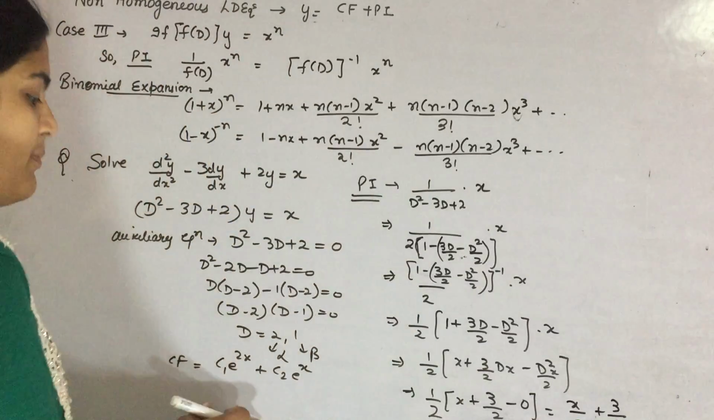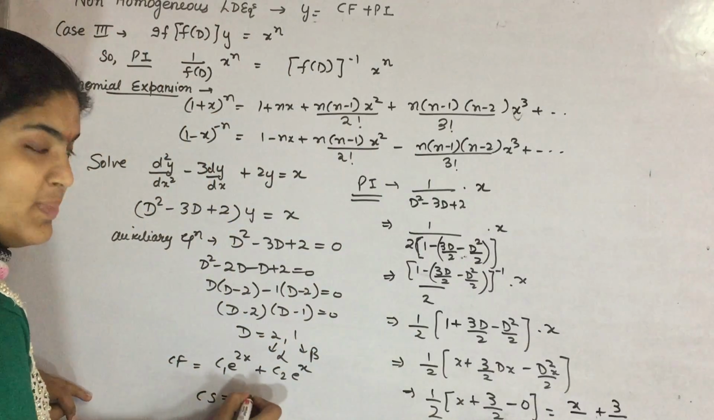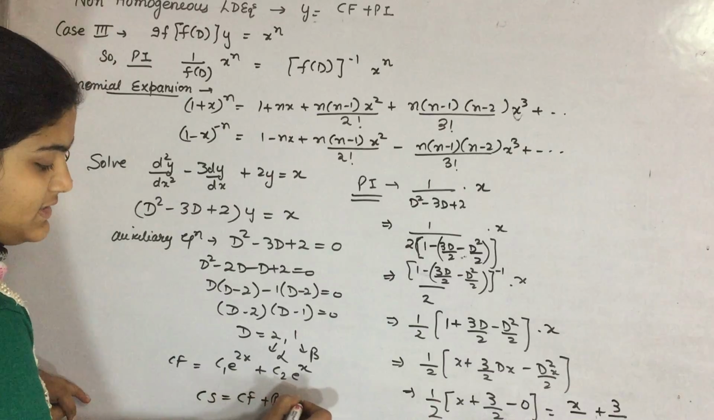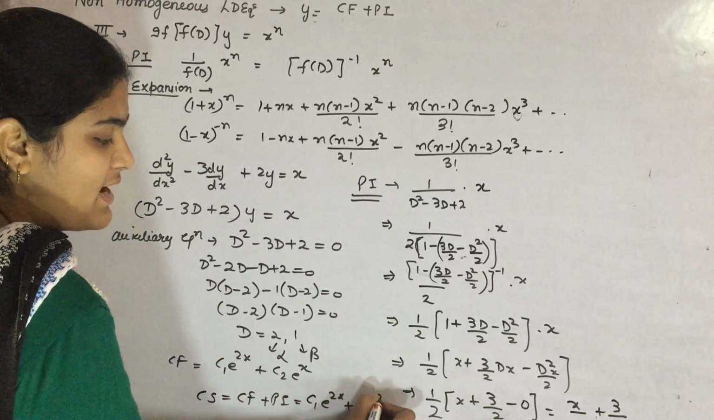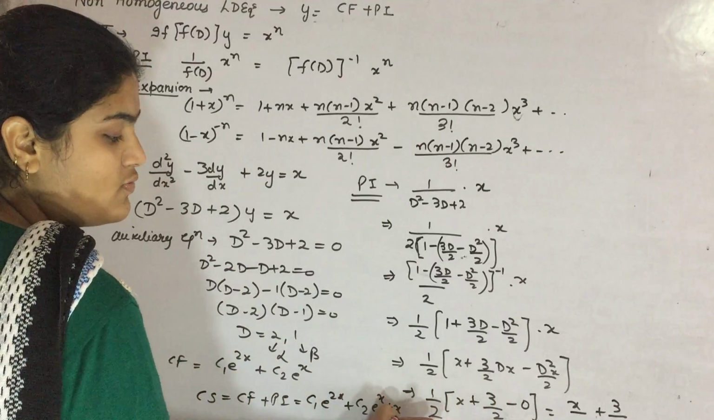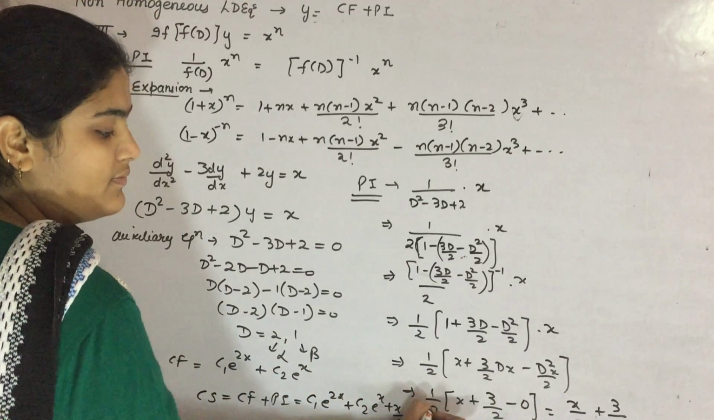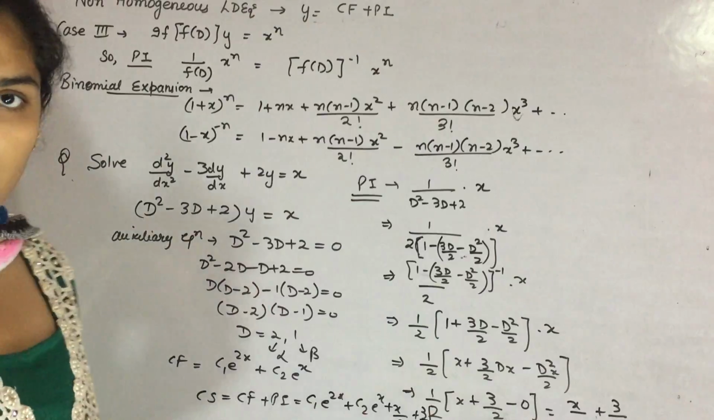Now your complete solution will be your complementary function plus particular integral. That means c1 e raised to power 2x plus c2 e raised to power x plus x by 2 plus 3 by 4. I hope you will get it.